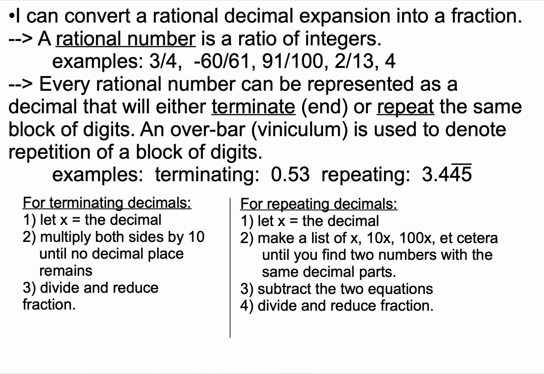Okay, here are the notes that you can pause and write down if you'd like. I'm just going to read through them. I can convert a rational decimal expansion into a fraction. You need to know that a rational number is a ratio of integers, for example, 3/4, -60/61, 91/100, 2/13. 4 can be written as a fraction, 4/1 or 8/2.